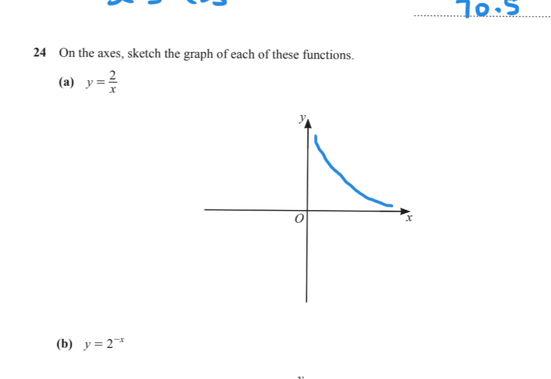And we have one similar in the third quadrant. So this is the graph of y equals 2 over x.